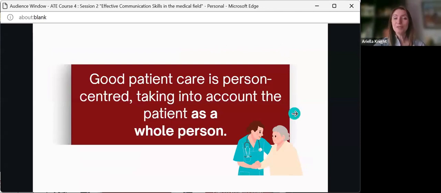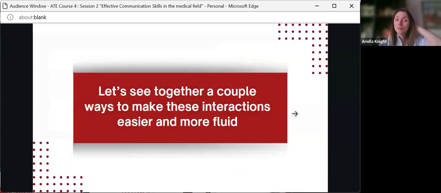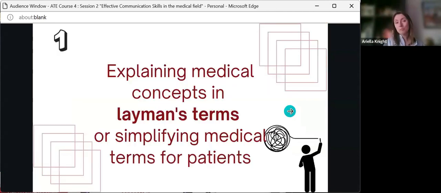So there's two things we're going to talk about that are more directly related to English. And these are things that we use in medical settings. Not me, because I'm not a doctor, but we being English-speaking doctors, medical professionals, use these to make interactions with patients more fluid, to make them easier, to keep communication strong. So the first one we'll talk about is called using layman's terms, explaining medical concepts in layman's terms or simplifying medical terms for patients.